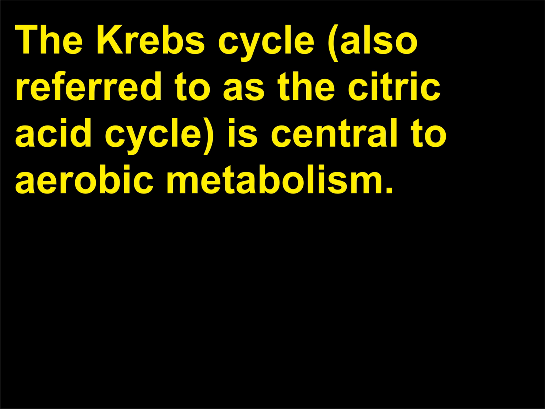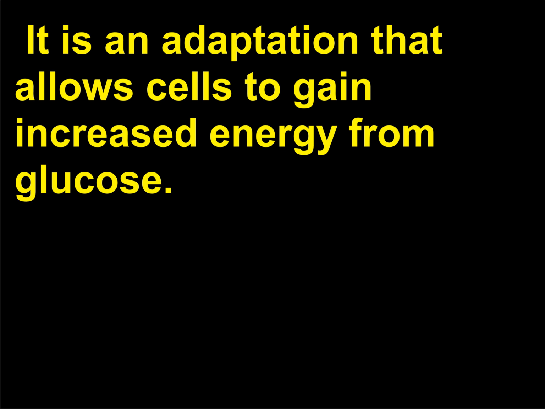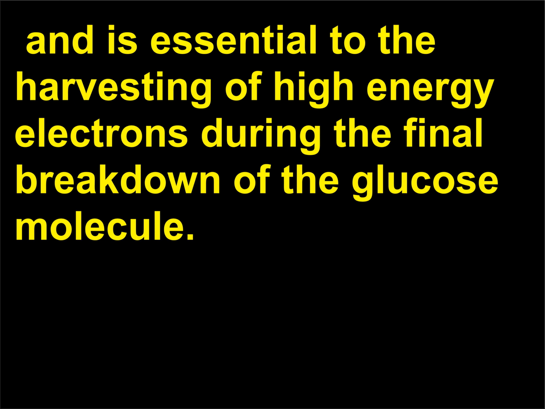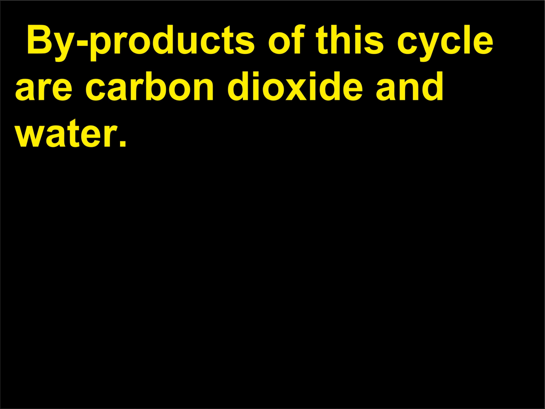The Krebs cycle, also referred to as the citric acid cycle, is central to aerobic metabolism. It is an adaptation that allows cells to gain increased energy from glucose. The process is critical to the development of multicellular organisms and is essential to the harvesting of high-energy electrons during the final breakdown of the glucose molecule. Byproducts of this cycle are carbon dioxide and water.